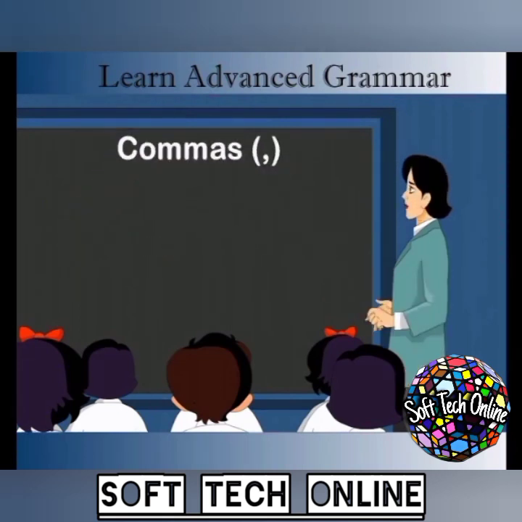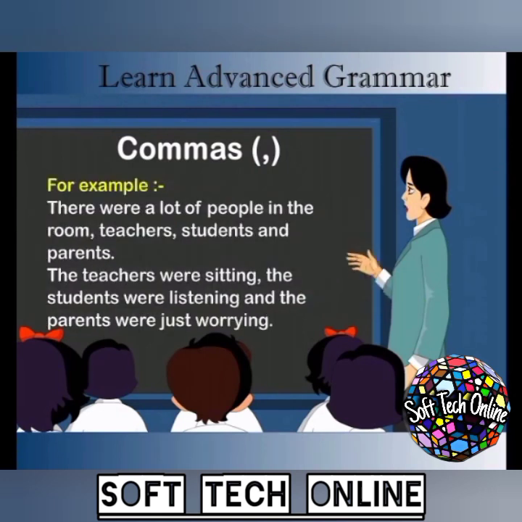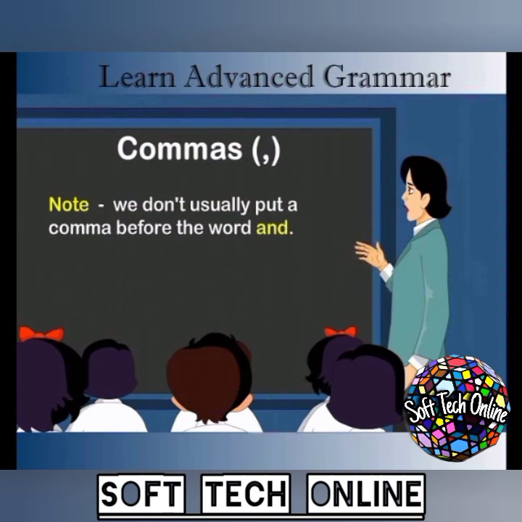Commas. Commas point out brief pauses in a complex sentence or separate items in long lists. They are useful for breaking up long sentences, but only to show a natural break. You do not put a space before a comma, but you do need a space after one. For example, there were a lot of people in the room: teachers, students and parents. The teachers were sitting, the students were listening, and the parents were just worrying. Note, we don't usually put a comma before the word and.